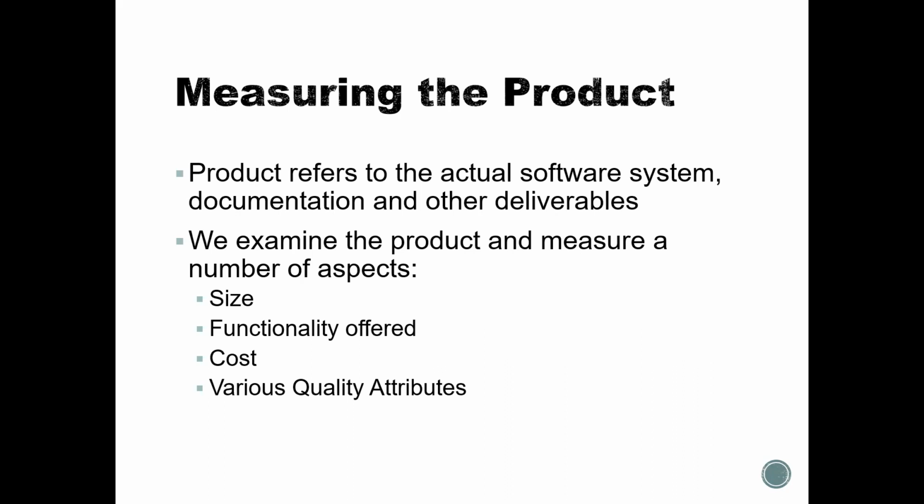So product refers to the actual software system, documentation, and other deliverables. So it is a collection of software that you have designed, some documentation, and of course some deliverables. For example, in a software development lifecycle, you get multiple different deliverables. You have a requirement specification, you have some test suites, test cases, you have some design blueprints. Then you have some maintenance code.